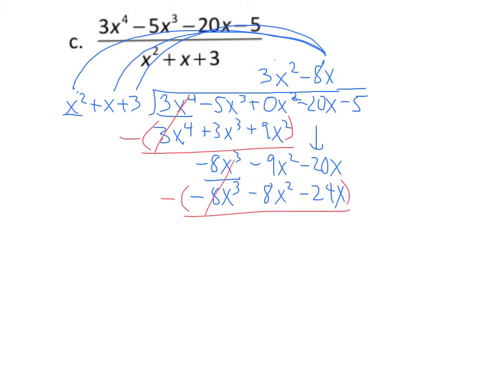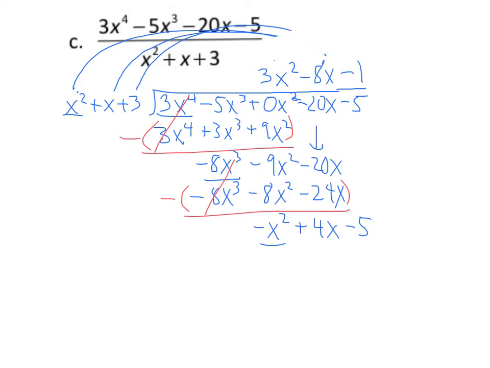These cancel. And we get 9x squared, and that's going to become plus 8x squared, which is negative x squared. And negative 20x, that's going to become plus 24x, would be plus 4x, and bring down minus 5. And then I divide one more time. And x squared times what is negative x squared? That would be minus 1.